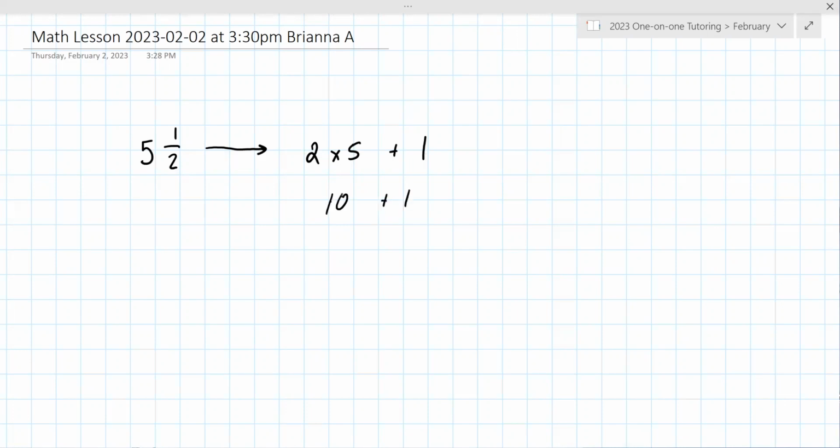What is 10 plus 1? 11. And then what number goes in the bottom? Do you remember from last time? The 1. It's the bottom number. It's the same bottom number. Oh, it's always the same. Yeah. Whatever's on the bottom stays on the bottom.